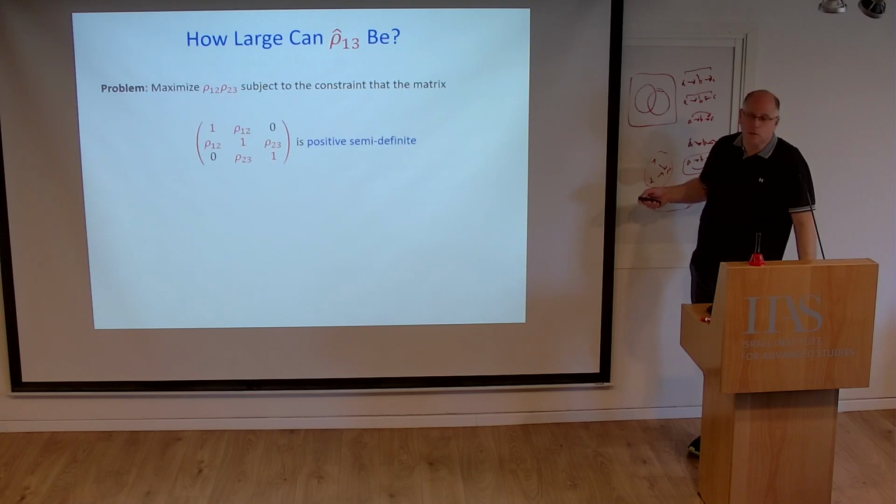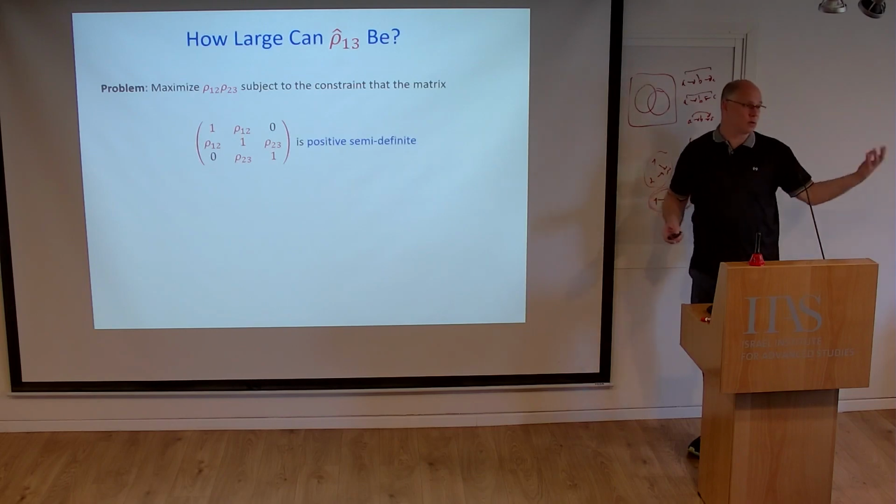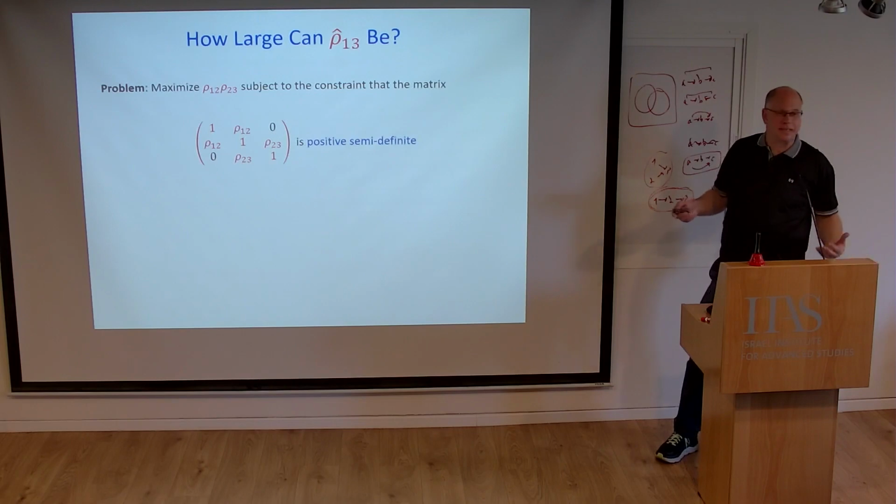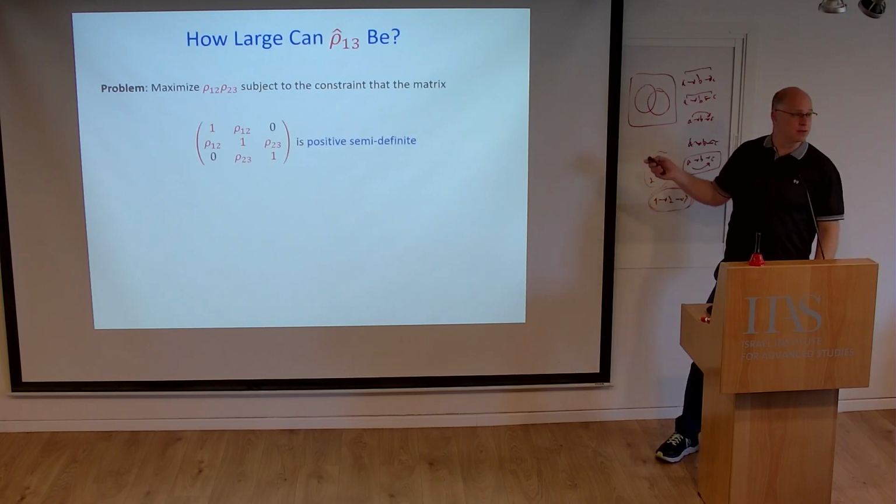So it's a constrained optimization problem. How large can this be, subject to the constraint that this really is a correlation matrix? In order for this to be a correlation matrix, these have to be ones here. Those are going to be zeros because we know that row 1, 3 is 0. And row 1, 2, and row 2, 3 must be such that this matrix is positive semi-definite. Because otherwise it wouldn't be a correlation matrix.